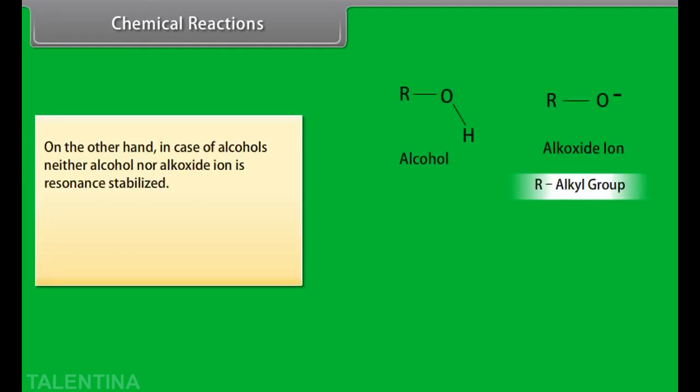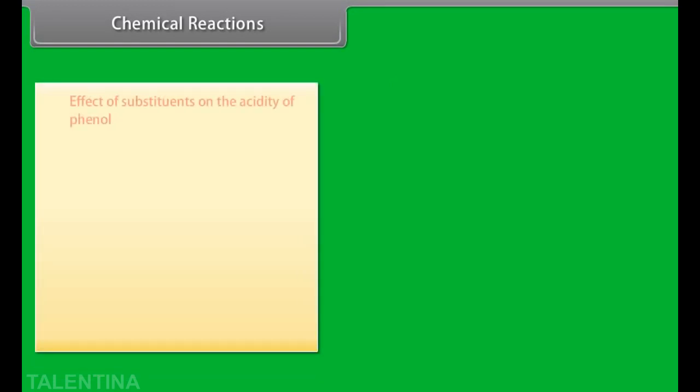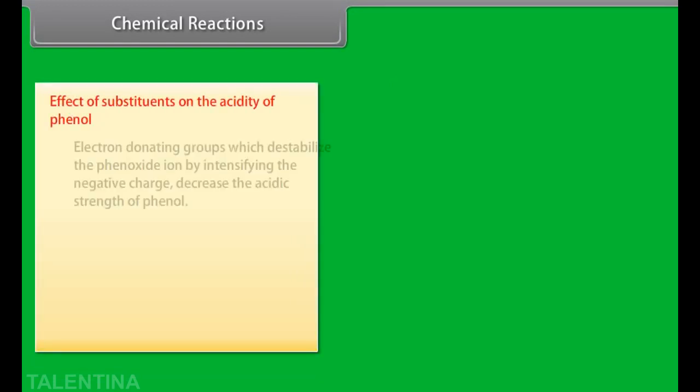On the other hand, in case of alcohols, neither alcohol nor alkoxide ion is resonance stabilized. Thus, alcohols have negligible tendency to form alkoxide ion by releasing a proton. Effect of substituents on the acidity of phenol.